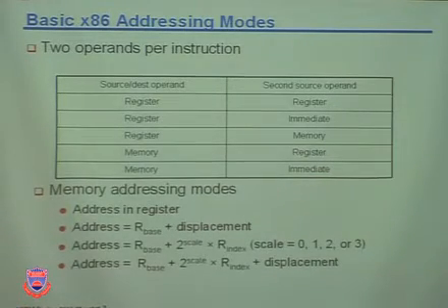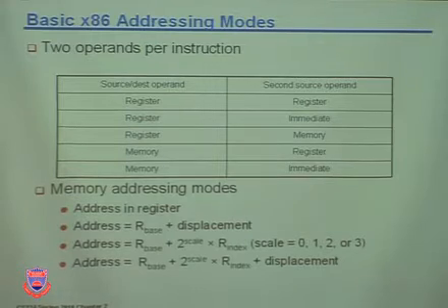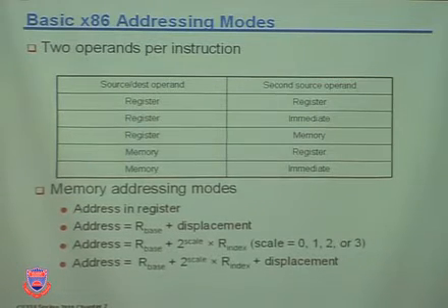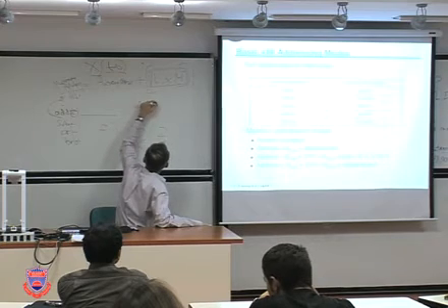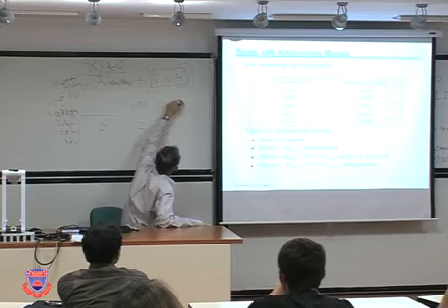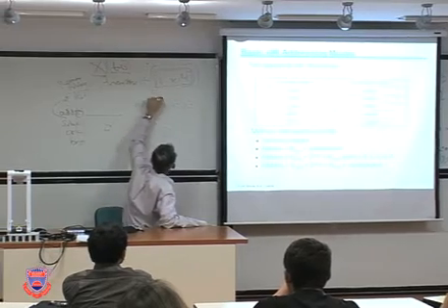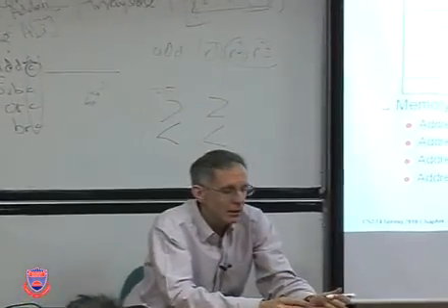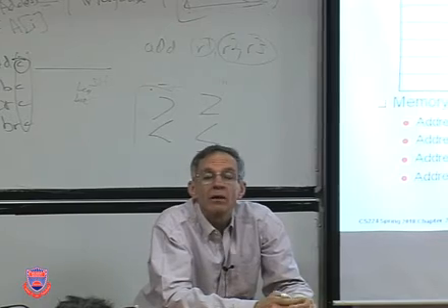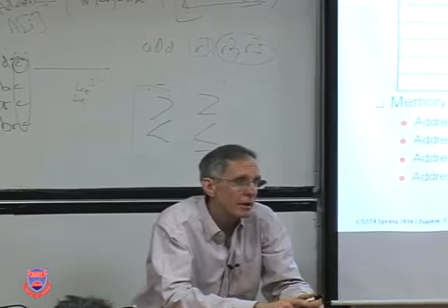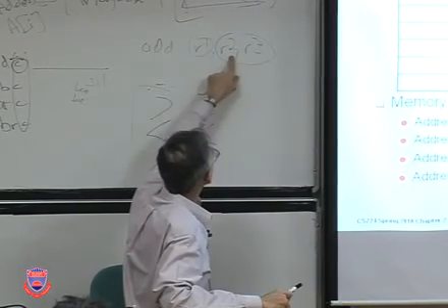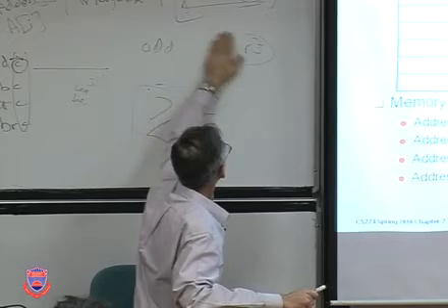Second thing is about instructions. The classic MIPS instruction looks like this: add R1, R2, R3. We've got 2 source operands and a destination. 3 operands. But with the Intel architecture, 2 operands. So that means that one of your sources has to also be your destination. So it will look like this.